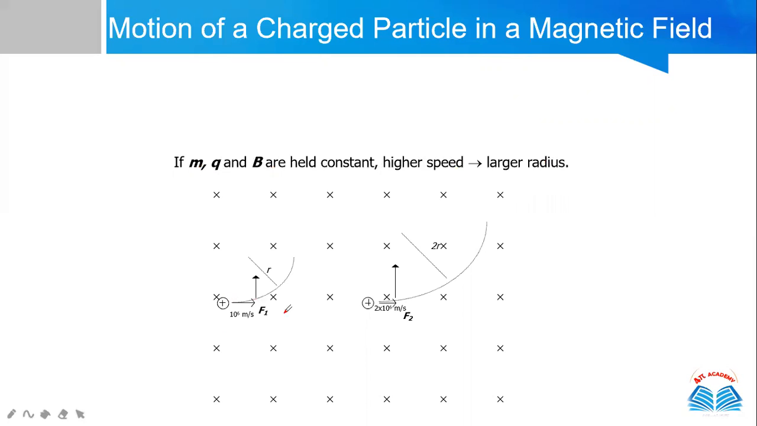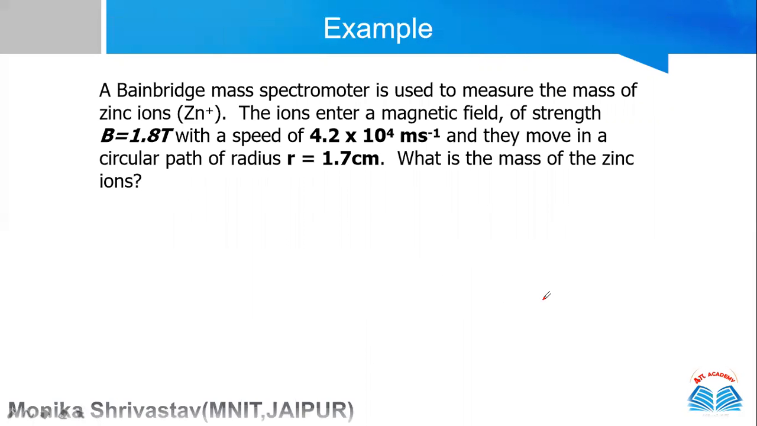If this proton is moving with the speed 10 to the power 6 meter per second, the radius is this r, the small one. But if we increase the speed, we just double it, and now it is moving with 2 into 10 to the power 6 meter per second, then the radius will also be 2r. You can see here, the higher the speed, the larger the radius. You have to remember this thing in your mind always.